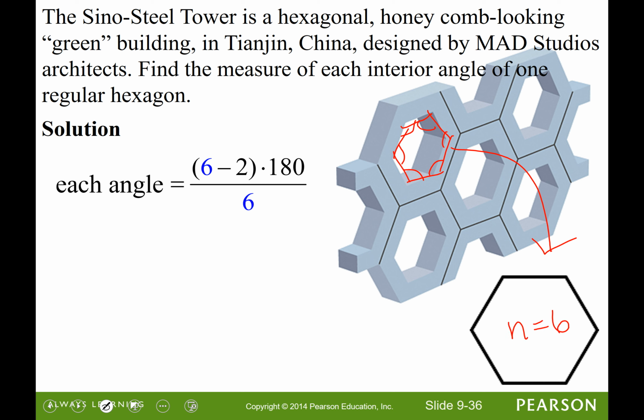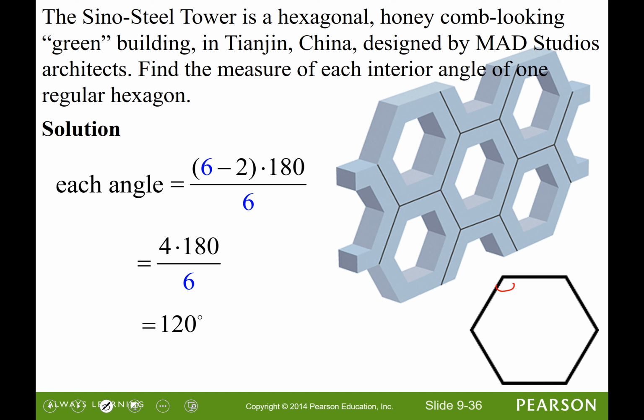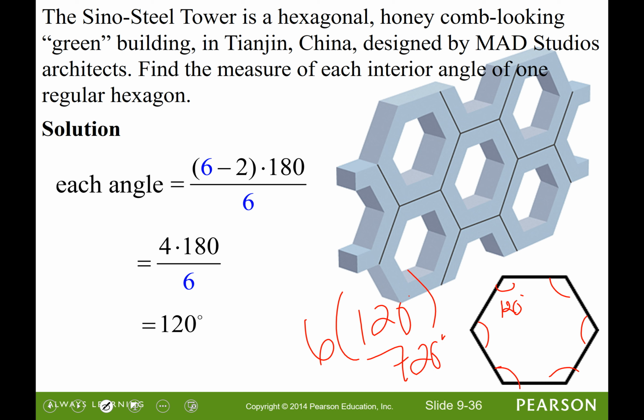(6 − 2) × 180 degrees, and then each angle can be found by dividing that result by the number of sides, which is why you see the divided by 6 there. Doing some arithmetic, simplifying, we get down to 120 degrees. So that means that every one, this one right here, is 120 degrees. This one, this one, this one, this one, and this one are also 120 degrees. So that would be 6 angles measuring 120 degrees each. That is 720 degrees.